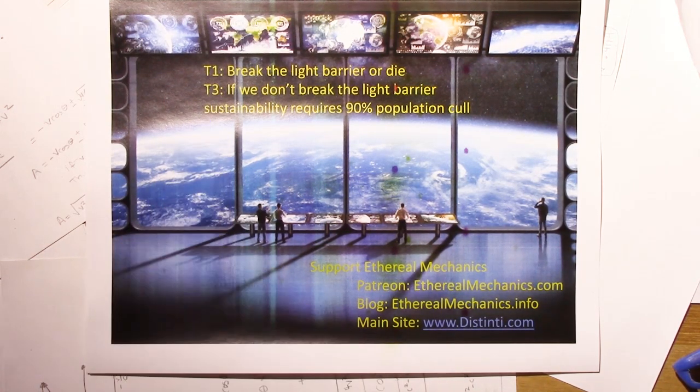And again, T3 says if we don't break the light barrier and we're required to go to a sustainable Earth, well, that sustainability of the Earth after the oil runs out requires a 90% population cull from its current levels.